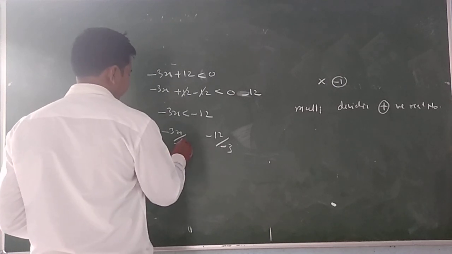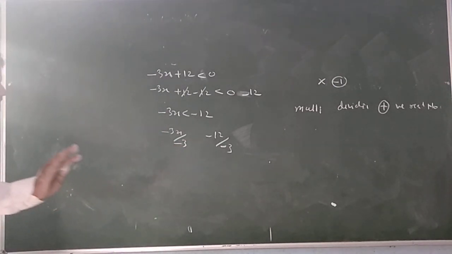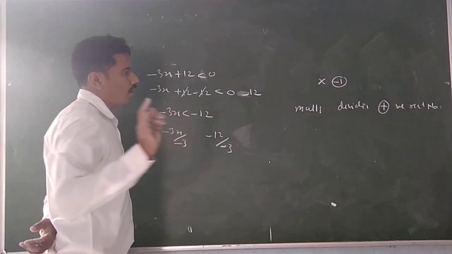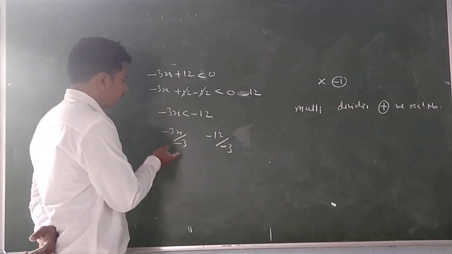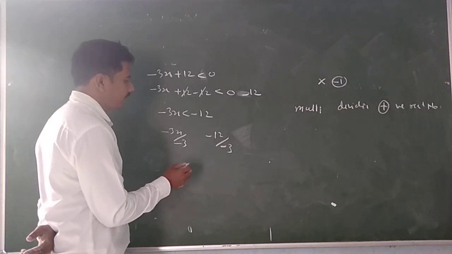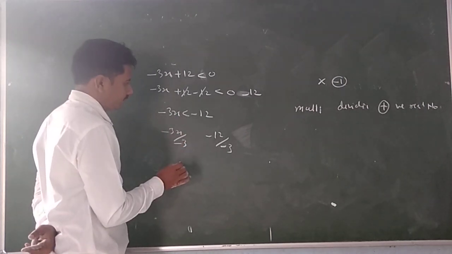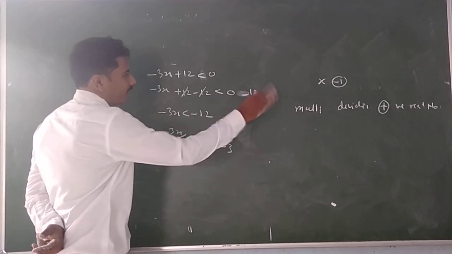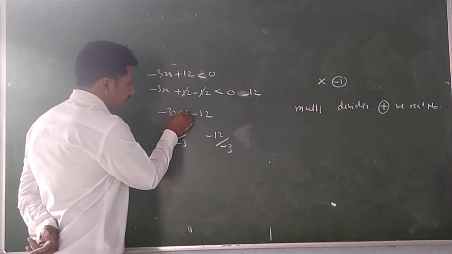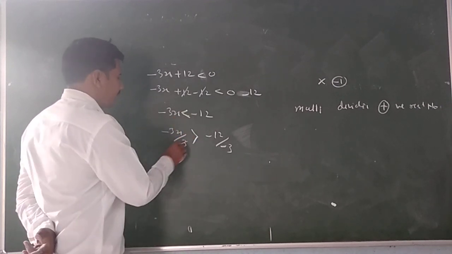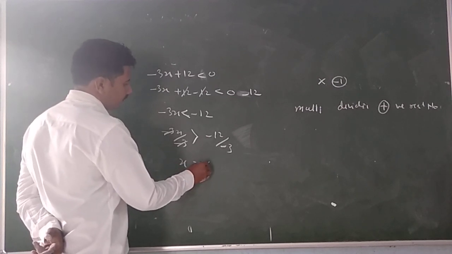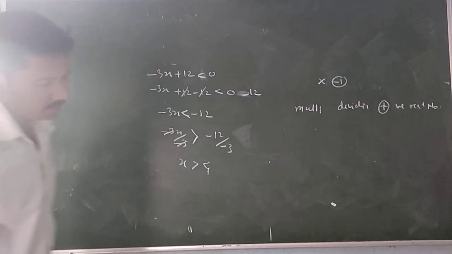So we are dividing with minus 3. Look what I am telling: dividing with minus 3 is also multiplying by minus 1 upon 3. So while multiplying with a minus sign or dividing with a minus sign, we have to inverse the sign. Forget the other rules, remember this. While dividing or multiplying with a minus, we have to reverse this sign. So less than will become greater than. The minus 3 gets cancelled. So x is greater than 4. x is greater than 4 is your solution.